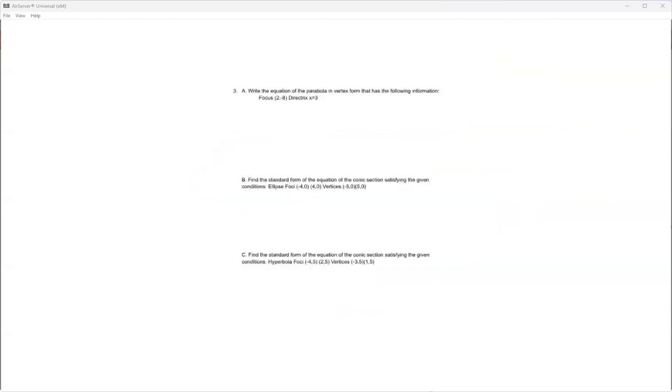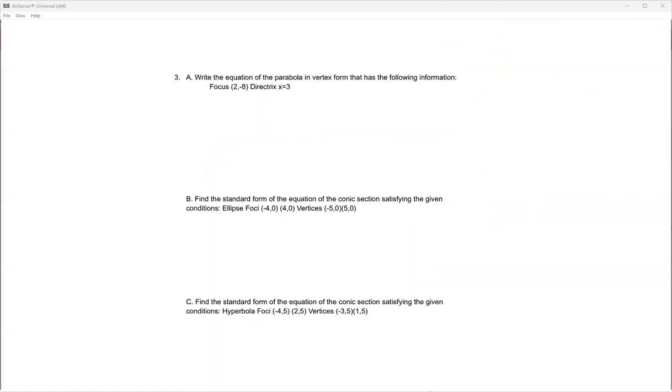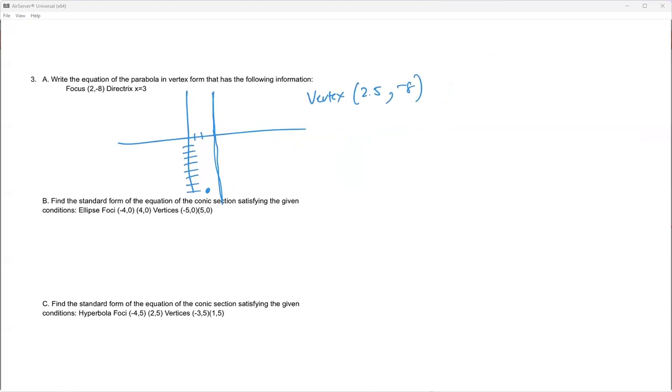All right, so number 3: the focus is at (2, -8), and then the directrix is x = 3. You might want to draw this out a little bit. So our vertex is going to be (2.5, -8), right? Because it's in between the focus and the directrix.